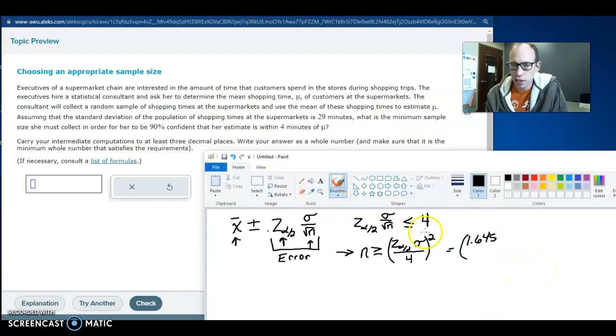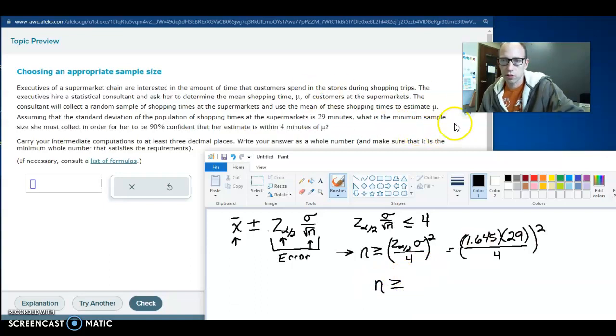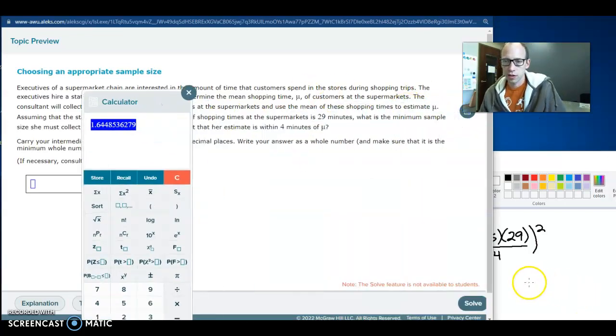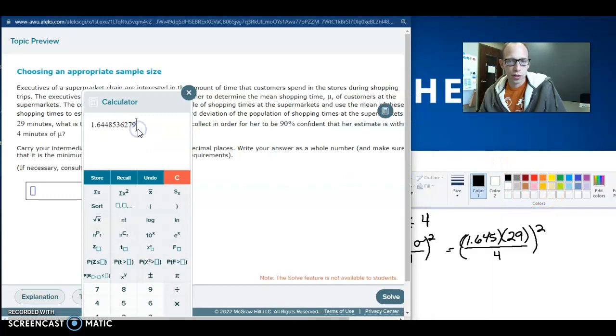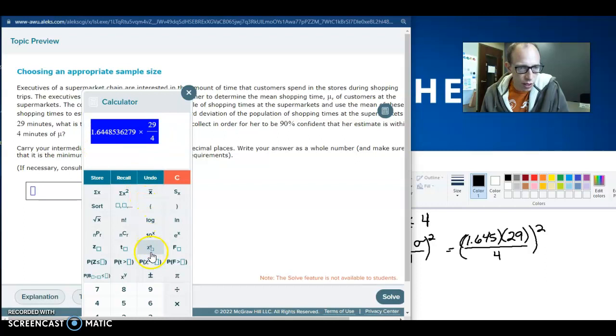Okay, and it says standard deviation is 29, and 4 is down here. So we're going to square that. So n needs to be greater than or equal to, let me use this calculator here. So we're going to take basically that times 29 divided by 4. It doesn't matter whether we multiply by this fraction or have the two things on top, but we do need this whole thing to get squared.